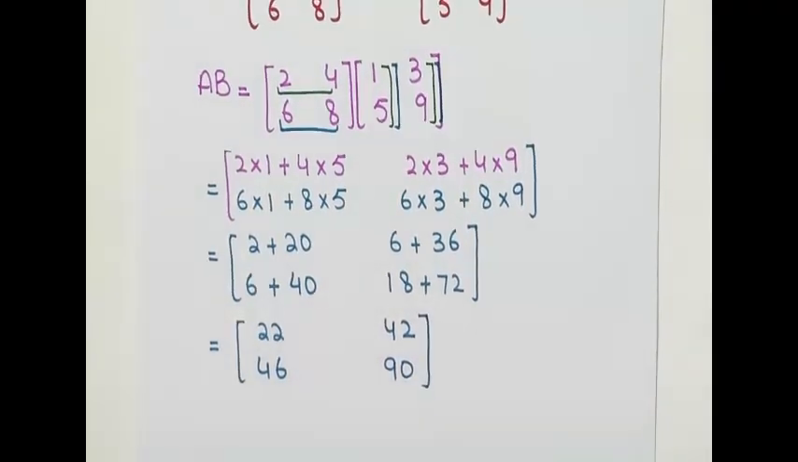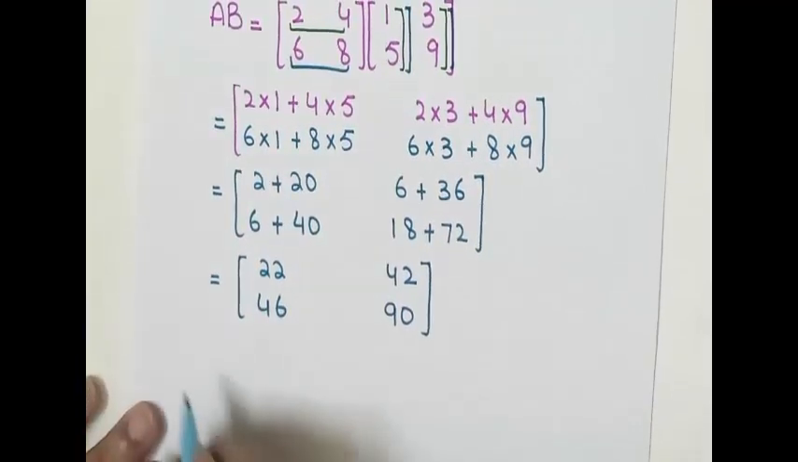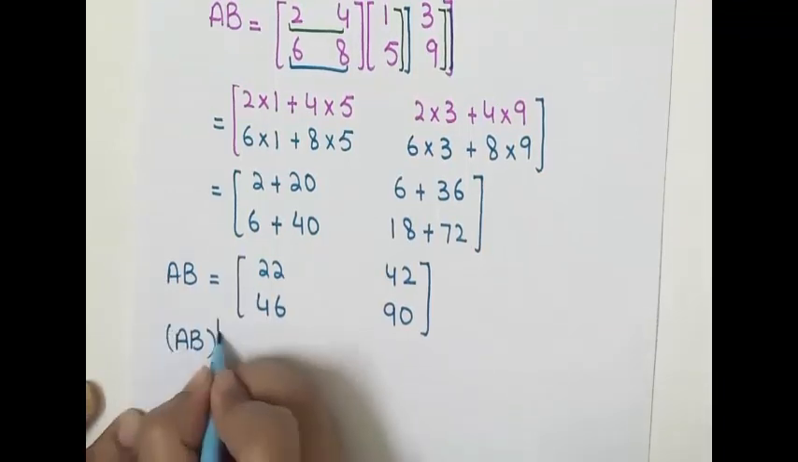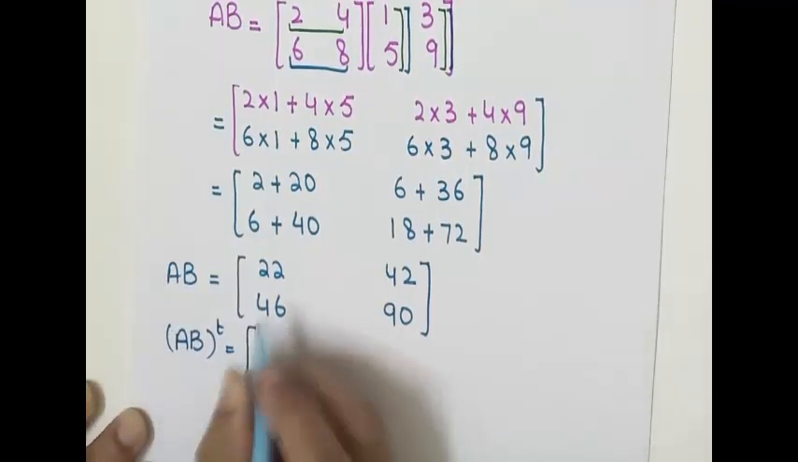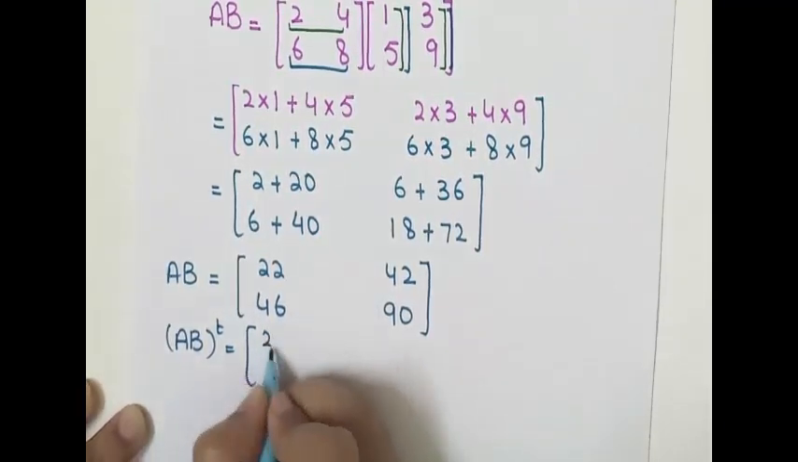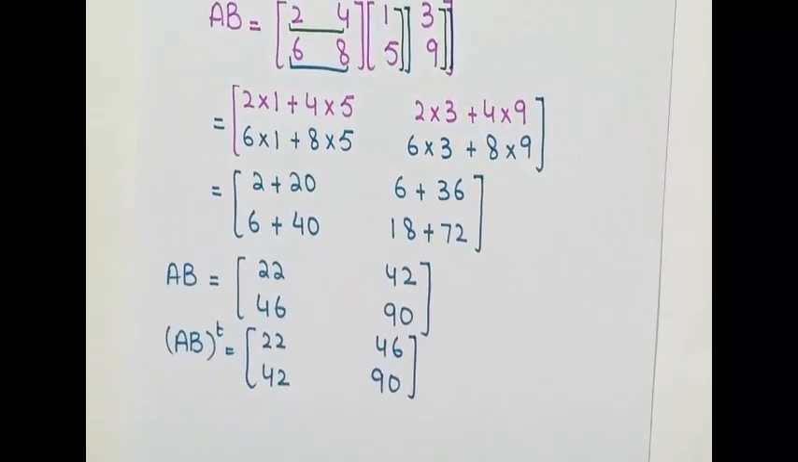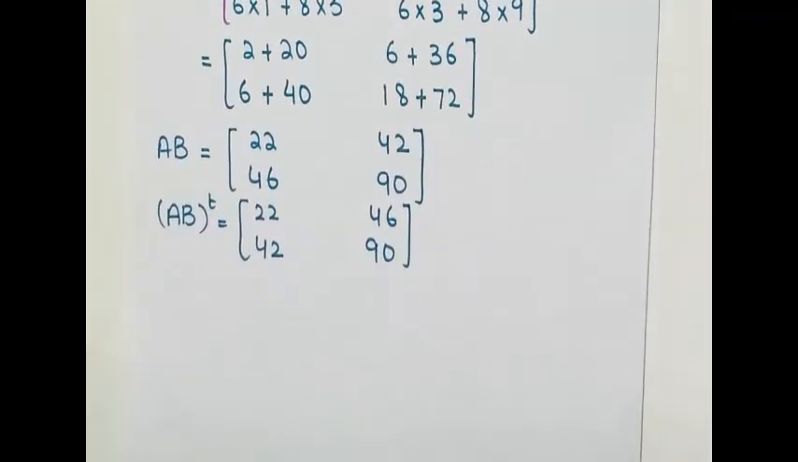So this is AB, right? Now taking the transpose and changing the rows into columns, we have 22, 42 and 46, 90. So this is AB whole transpose. Now we will solve the right hand side of the equation, which is B transpose A transpose.